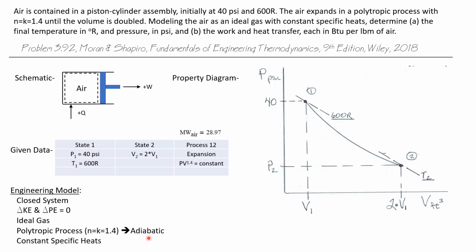And if we're astute at this point, we will note that whenever we have a polytropic process with n equals k, it's an adiabatic process. Adiabatic meaning that there is no heat transfer. So we'll confirm this, but right now, if we're clever, we'll figure out that this is an adiabatic process. Also, because we're given a value of k, where k is constant, and k is the ratio of specific heats, cP over cV, then specific heats can also be taken as constant.